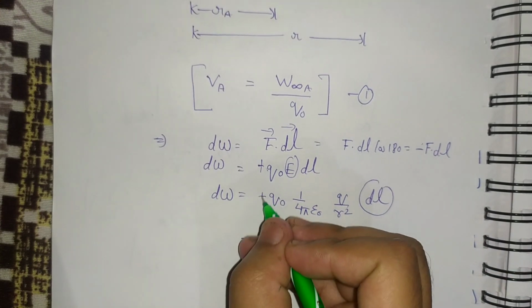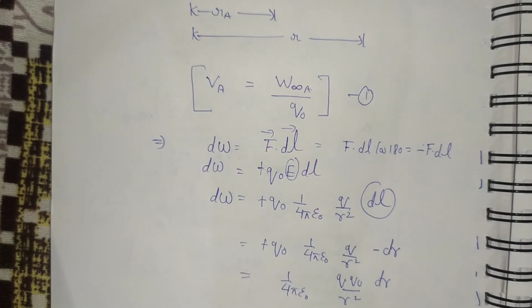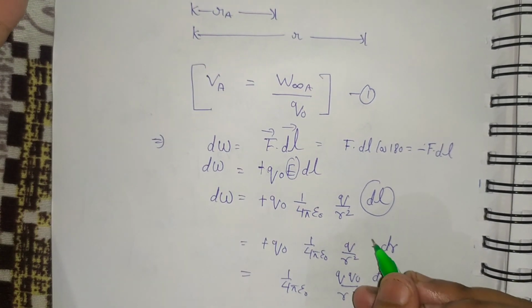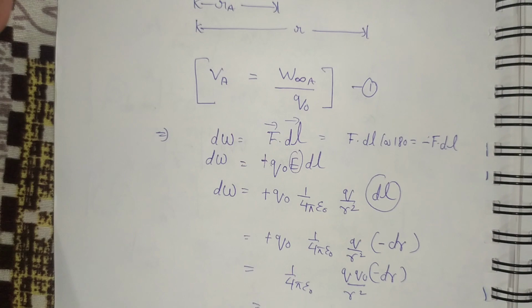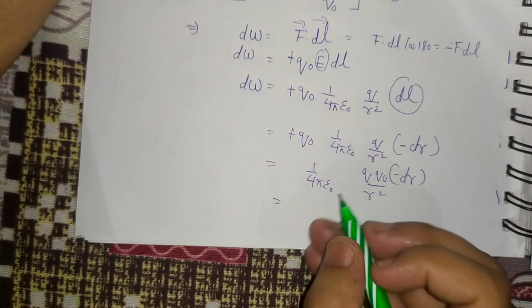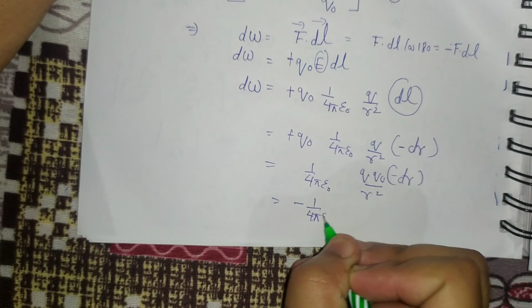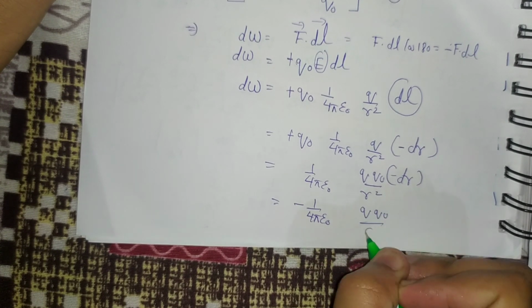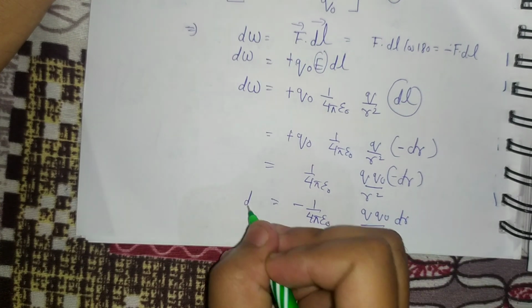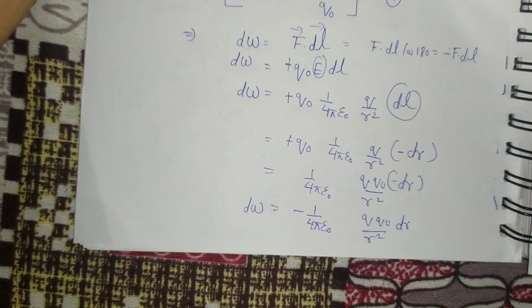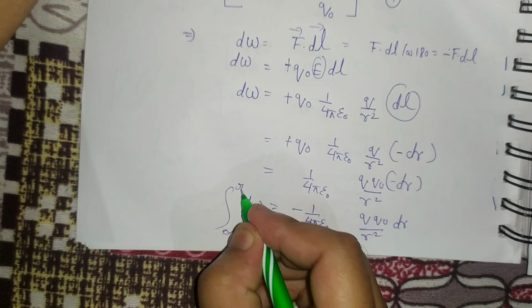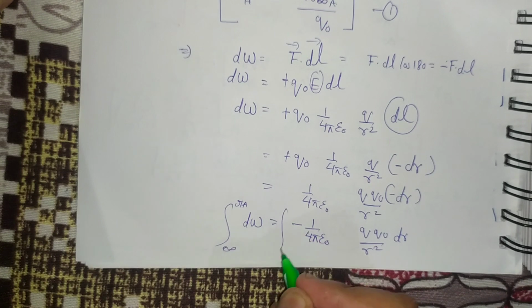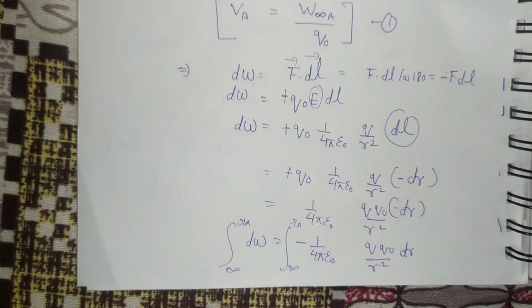So we are writing plus in this equation, and now the sign of the minus dr comes in the front. I am writing this equation for you at the bottom: minus 1 upon 4 pi epsilon naught q naught upon r square dr. Now we have to integrate this. We are bringing a charge from infinity to the point, so we are doing integration from infinity to the point. Are you getting this point?